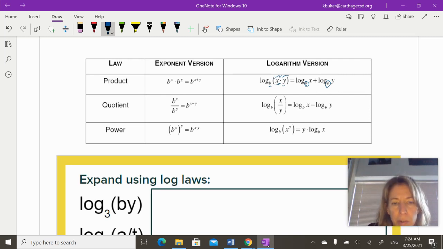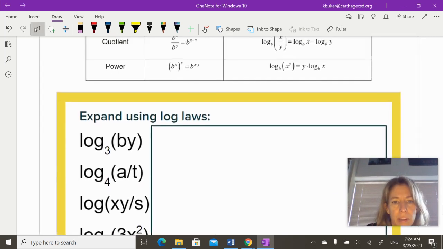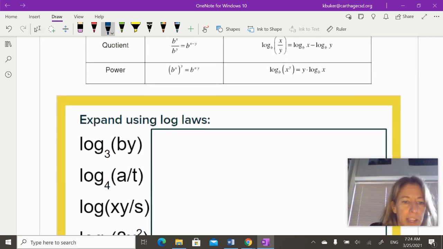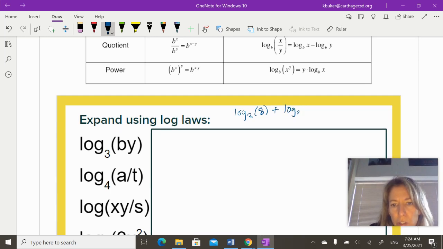Just like when you're dividing exponents, you subtract them. And when we have something raised to a power, we're going to turn that into multiplication. I want to reinforce this first before I get into the variables. Let's say we have log base 2 of 8 plus log base 2 of 16. According to the log laws, that's the same as log base 2 of 8 times 16, which is 128.